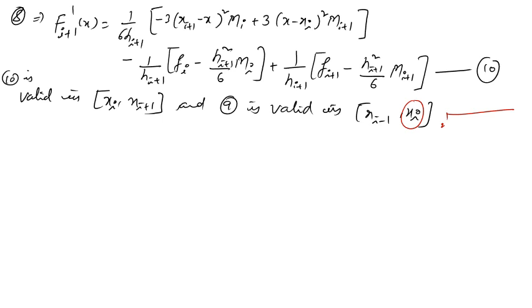I already told you, this is x_{i-1}, this is x_i, and this is x_{i+1}. This is the interval and this is the other interval. So the common point is what? x_i is the common point, this x_i.